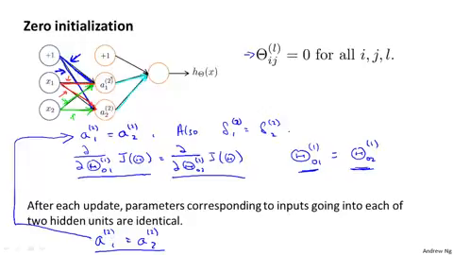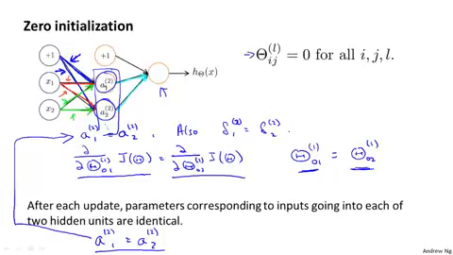Imagine that you had not only two hidden units, but many, many hidden units. Then what this is saying is that all of your hidden units are computing the exact same feature. All of your hidden units are computing the exact same function of the input. And this is a highly redundant representation, because that means that your final logistic regression unit really gets to see only one feature, because all of these are the same. And this prevents your neural network from learning something interesting.